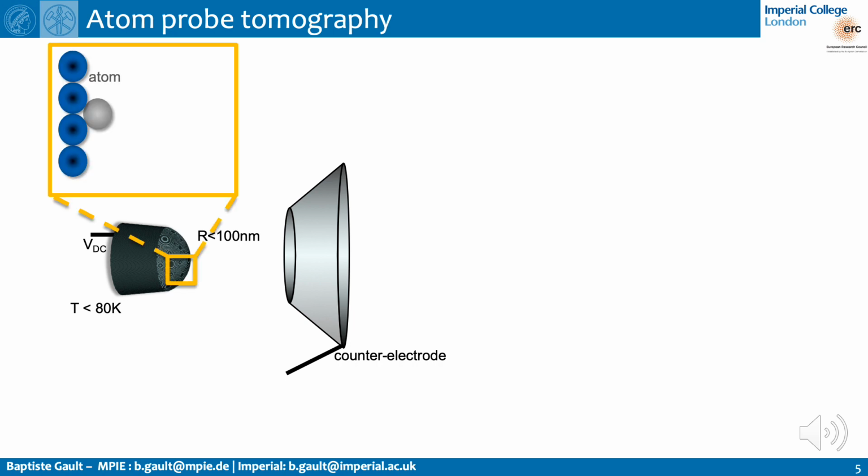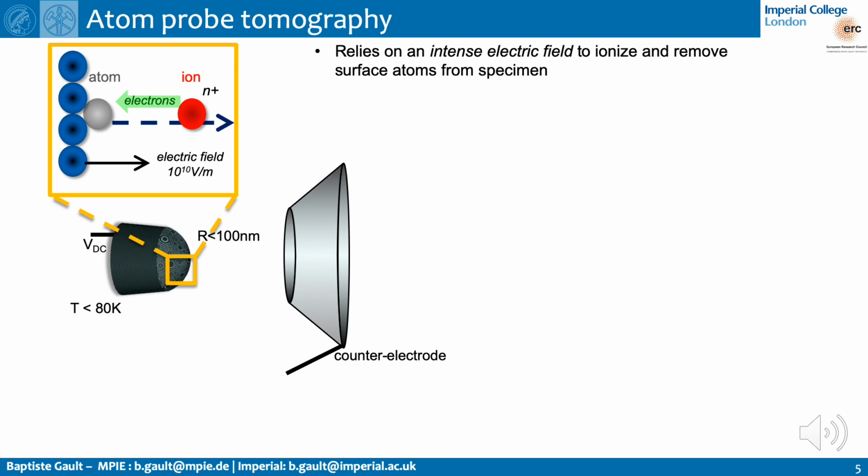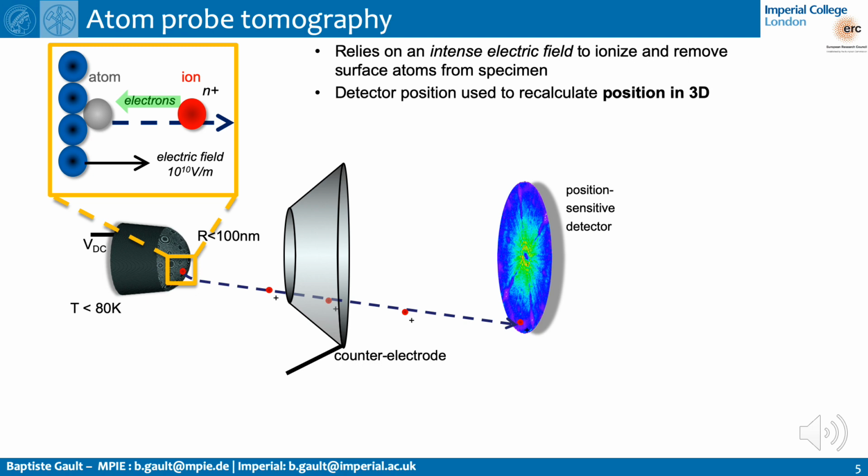If we again consider the surface atom under such high fields, they can transition into ions and fly away from the specimen, being projected initially normally from the surface. This gives rise to a very highly magnified projection of the ions onto a position-sensitive detector that will record the impact position of each ion.